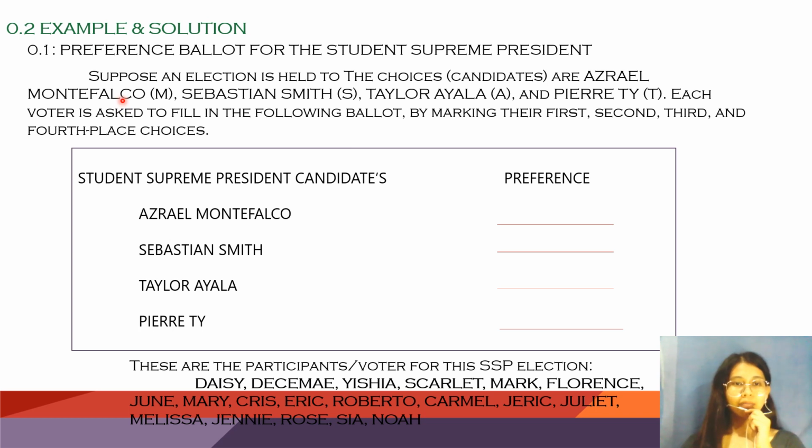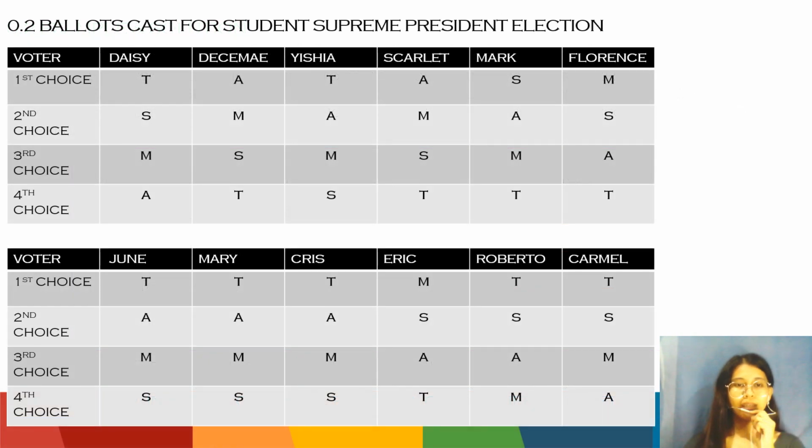For the second example, this is also similar to the first example where preference ballot for the student supreme president. Same process po rin ito where the candidates are Montefalco, Smith, Ayala, and T. This is also the participants or voters for the SSP election. What I have also said on the first example is that we also need to do some table for our participants to fill their first, second, third, and fourth choices.